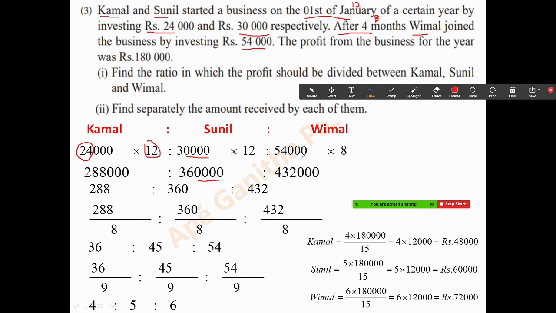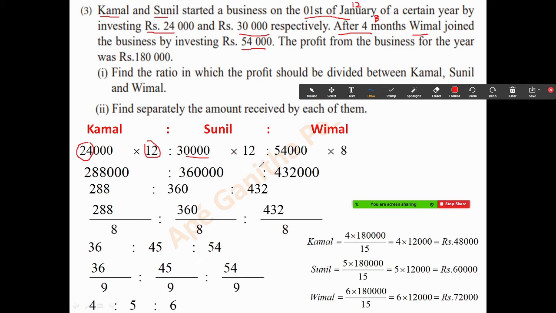So the answer is 360,000. This one has 3 zeros. Write those 3 zeros. Now multiply 54 by 8. 54 into 8 is 432. Then the answer is 432,000.